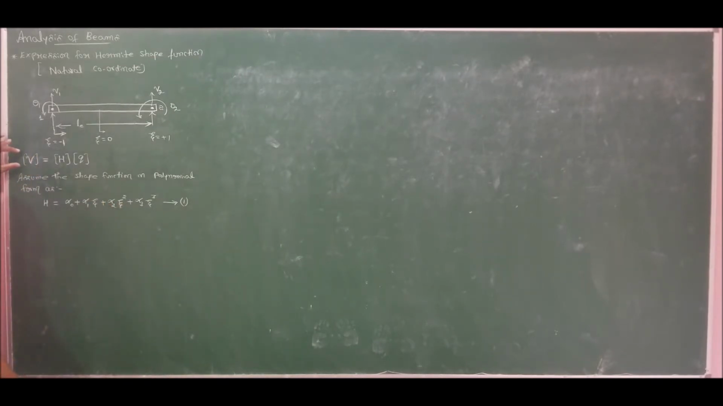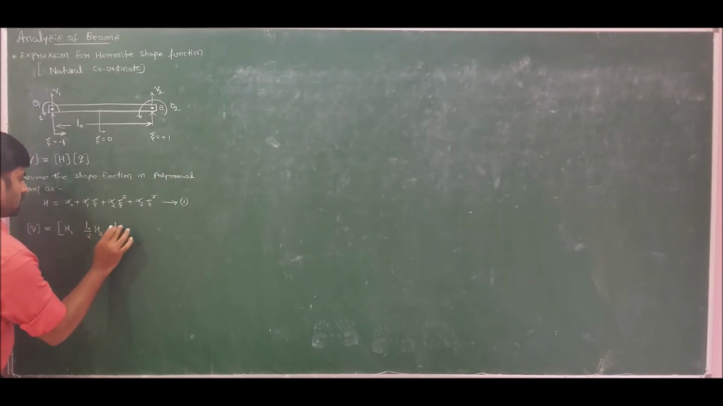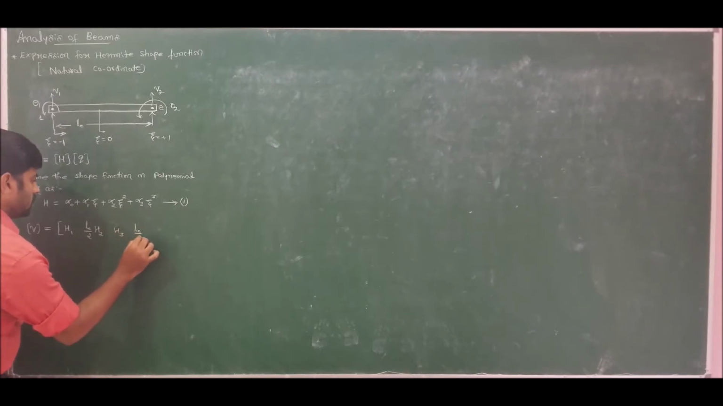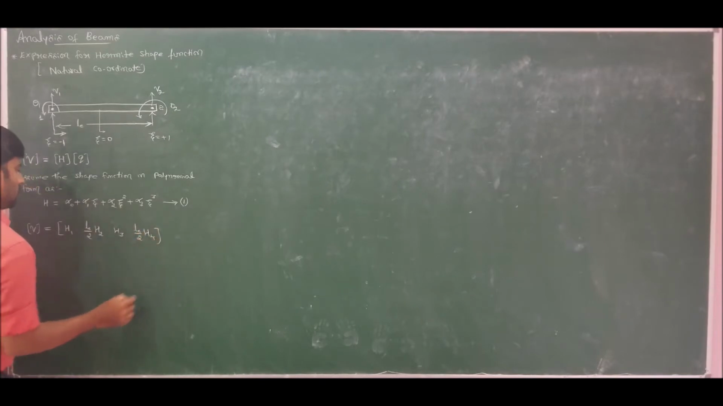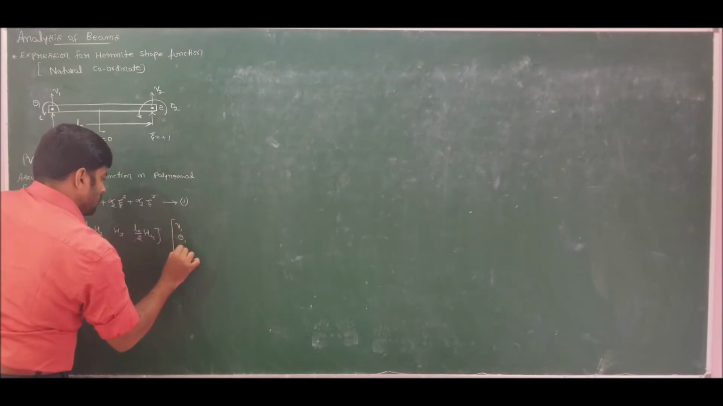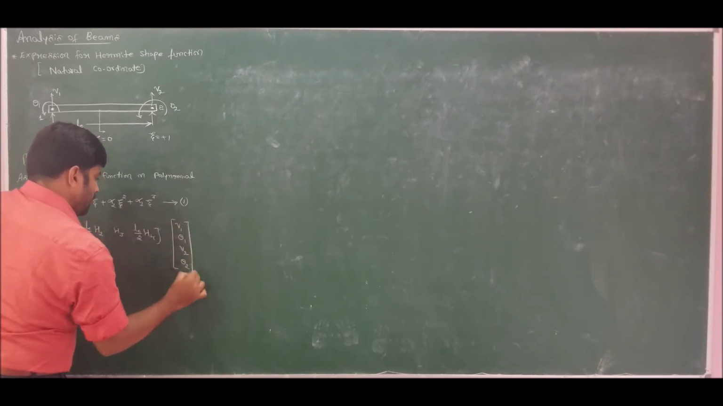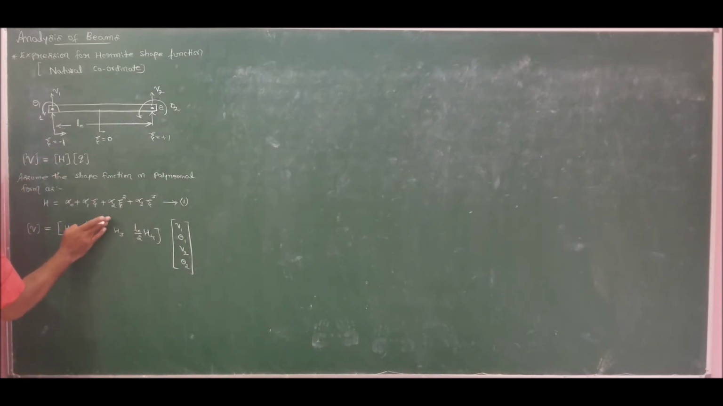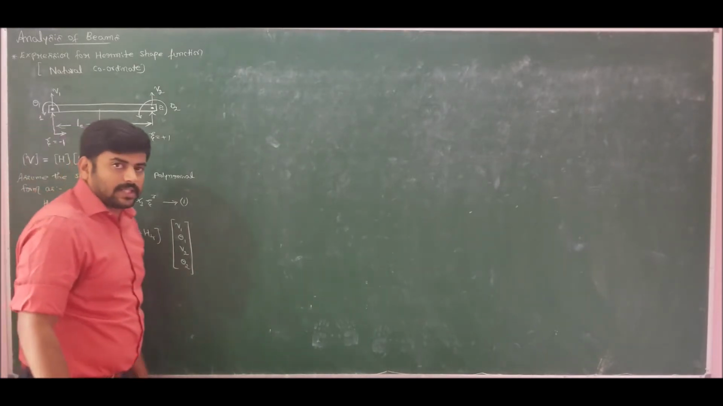Now in this equation, the general expression, if I take V is equal to Hermite shape function, is written as shape function h1, length of the element by 2 shape function h2, then we have shape function h3, and length of the element by 2 shape function h4, times the value of Q. Q is already known to you, that is v1, θ1, v2, θ2. So this is the standard form of V is equal to N into Q. Here I am taking V is equal to H into Q, where H is Hermite shape function.